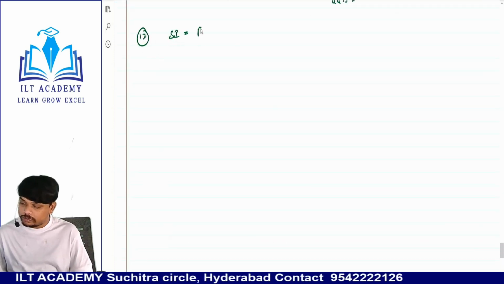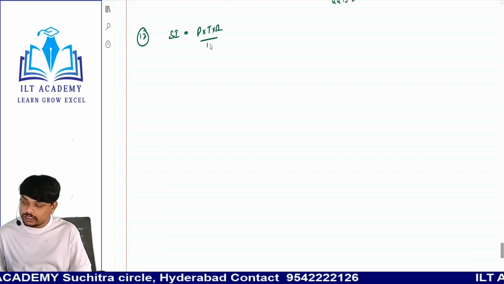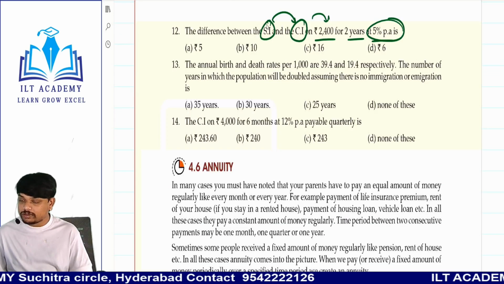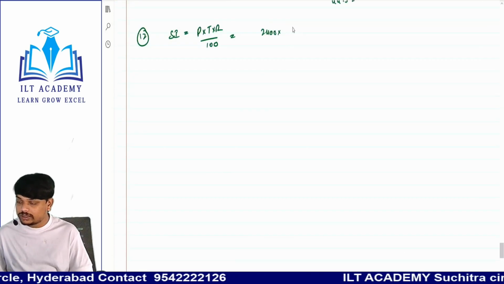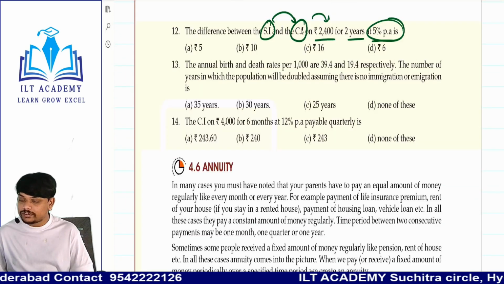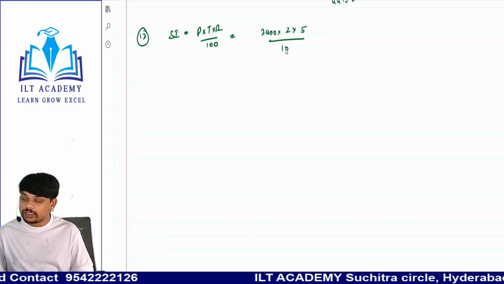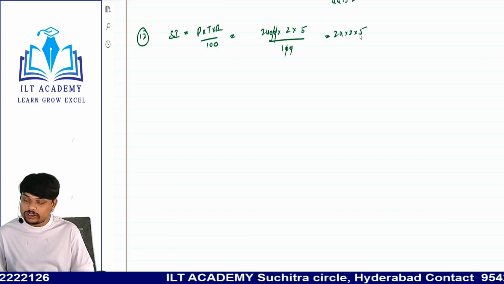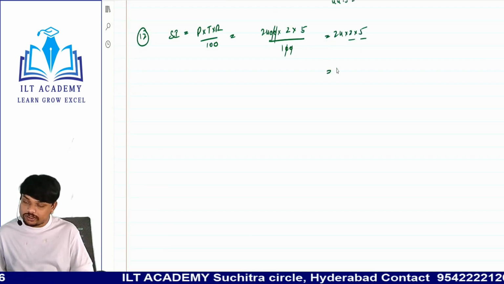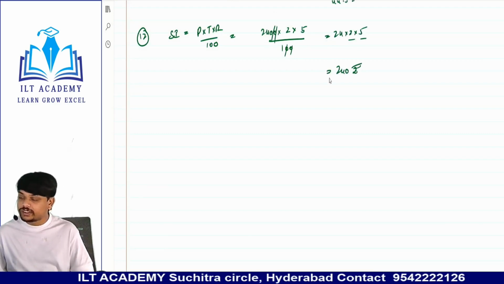Simple interest is equal to P into T into R upon 100. Yes, principal is how much? 2400. Time is 2 years. Rate is 5 upon 100. 0 0 cancel. 24 into 2 into 5, which is 2 5 is 10. 10 into 24 is 240 rupees. ये हो गया सिंपल इंटरेस्ट.